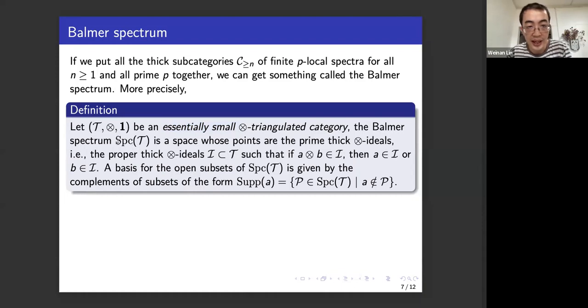Then we can do similar things, taking the Spec of something that looks like a commutative algebra but is actually a category. Okay, so a basis of the open subsets of the Spec. Remember that the Spec is a space, so we have to talk about the Zariski topology, and the topology here is given by the complements of the subsets of this form. This is also analogous to commutative algebra.